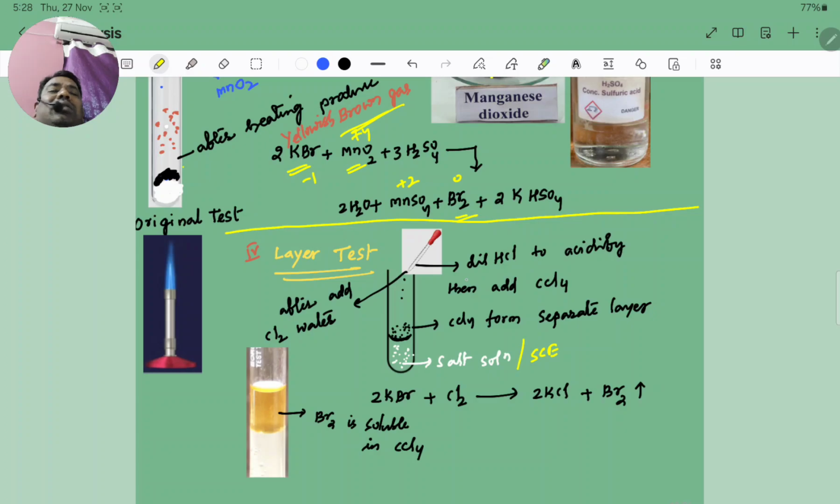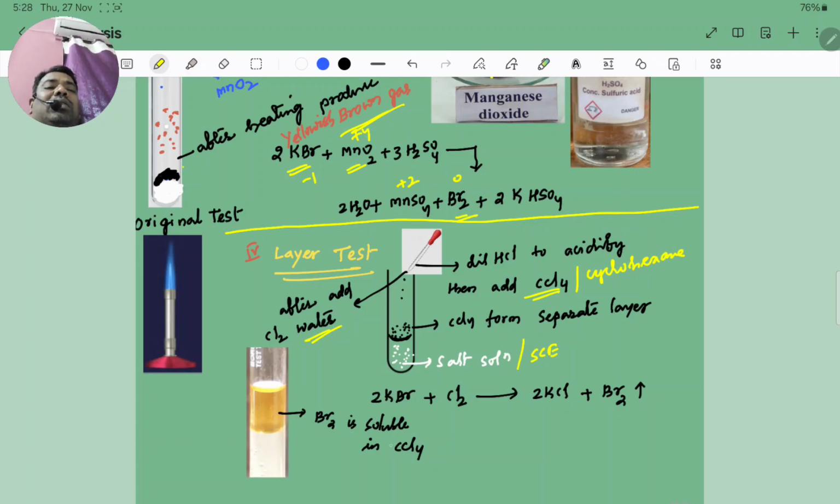Add dilute HCl to acidify this salt solution, then add carbon tetrachloride. Some books give cyclohexane also, so you can add cyclohexane or carbon tetrachloride. After adding the carbon tetrachloride, add chlorine water. Just shake well. After some time, it will form a colored layer.